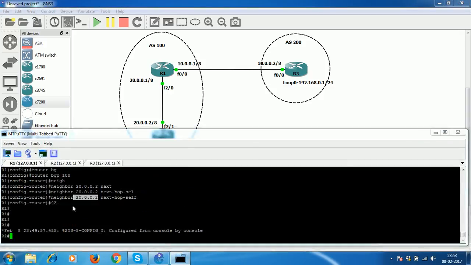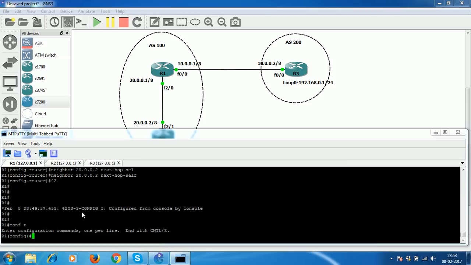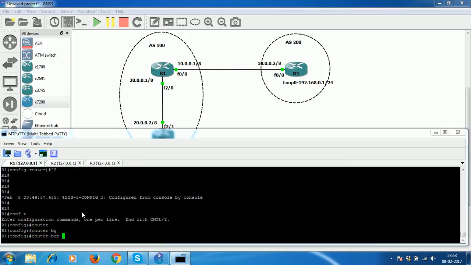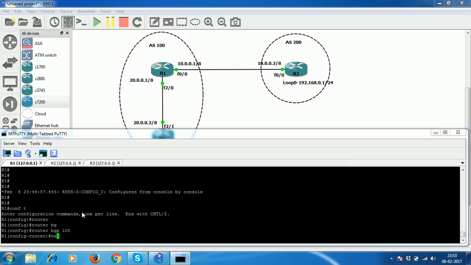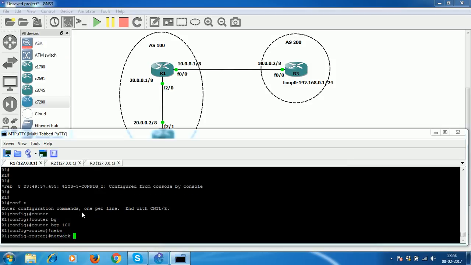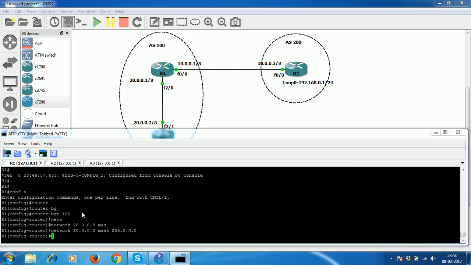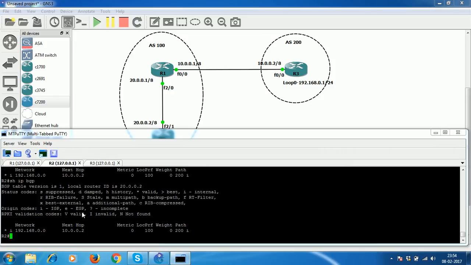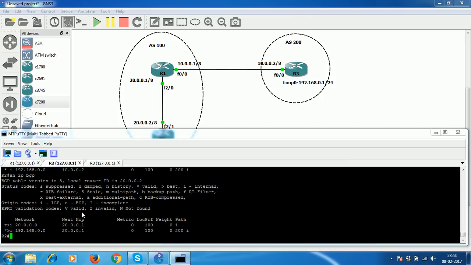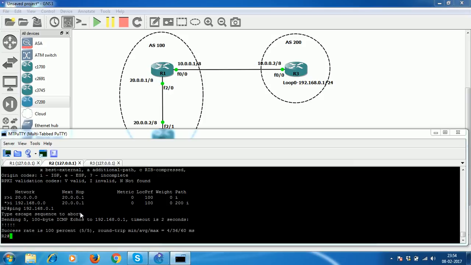So we'll just go and advertise the 20 network in router BGP 100. You should be very careful while advertising the 20 network. Here we configured it as a /8 network: 20.0.0.0 mask 255.0.0.0. Now see here, in R2 I got the best route for 192.168.0.1. Now I am able to reach it.